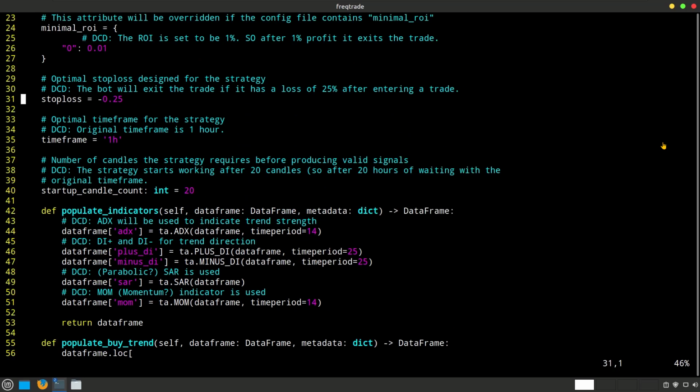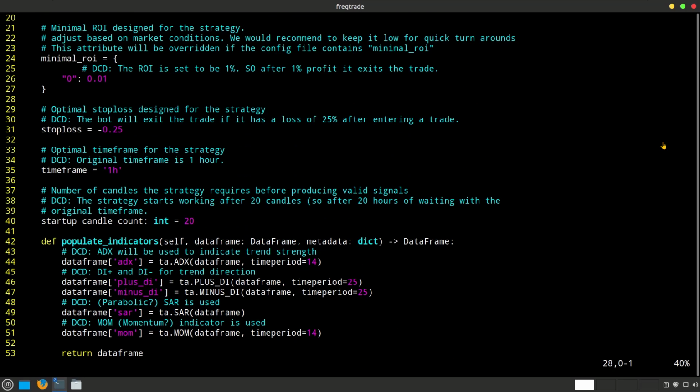Also, the strategy has a default take profit point when the ROI hits 1% profit. The strategy has a stop loss sell signal when the price hits 25% loss, so I guess that's what the breathing room of the strategy is. The original time frame is the 1 hour time frame. And the strategy starts working after 20 candles, so after 20 hours of waiting with the original time frame. And that's basically it. So now we know all this, let's backtest this strategy over all the time periods and see if the 1 hour is the most profitable one or if another time frame gives better results.